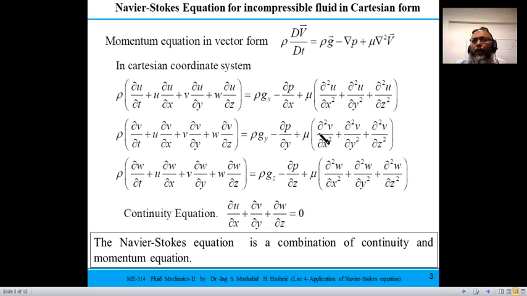And we have already learned the continuity equation is based on the principle of conservation of mass, a fundamental principle, while the momentum equations are derived based on the conservation of momentum principle. So the Navier-Stokes equations come out of the fundamental laws that govern the fluid flow. That's why we call such equations the governing equations of fluid flow.